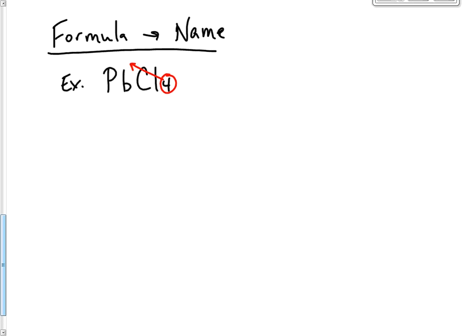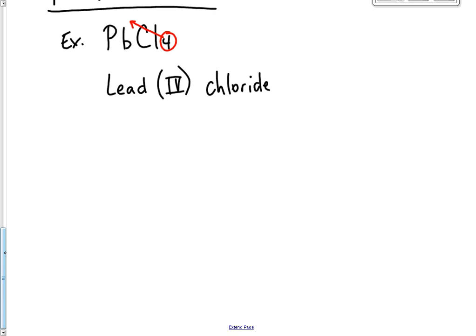Okay, we know lead has more than one charge, so we're going to need to find out which charge that is. Everything else is the same. You're going to name the metal, lead. Okay, then you're going to identify the charge through the uncrossing process of the subscript. So because that's a 4, we're going to put a Roman numeral 4. And then Cl is chlorine, and you're going to add IDE to the end of the root. So it becomes chloride, just like it always has. You're not going to name these any differently than you would a binary ionic compound. The only difference is now you have to have a Roman numeral to identify the charge on the transition metal.